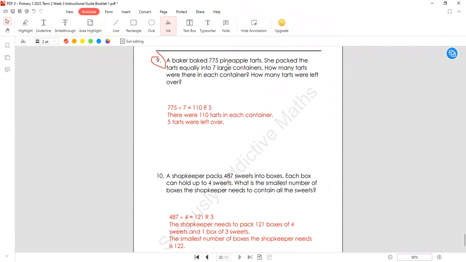A baker baked 775 pineapple tarts. She packed the tarts equally into 7 large containers. How many tarts were there in each container? So it's 775 divided by 7. This question has a remainder. When you go through the question with them, the analysis, you get them to spot the remainder.